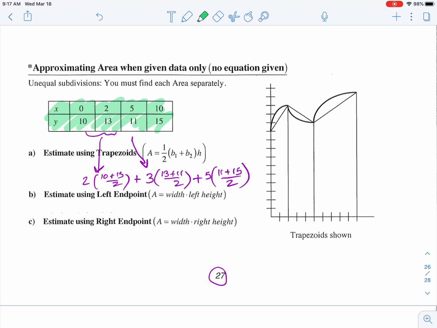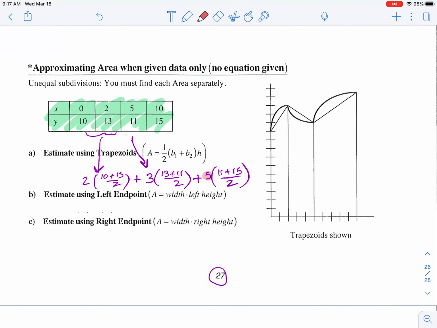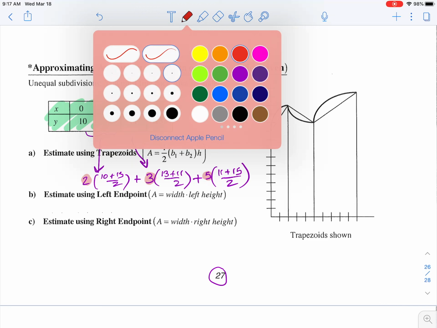Now if you had equal subdivisions, then you could factor out that height, if you will. But since they are not equal subdivisions, we can't factor that out. And of course, you could find the value for it. If this was a free response problem, you can leave it exactly as that, and you can check the answer with the Calc Bible answer key.